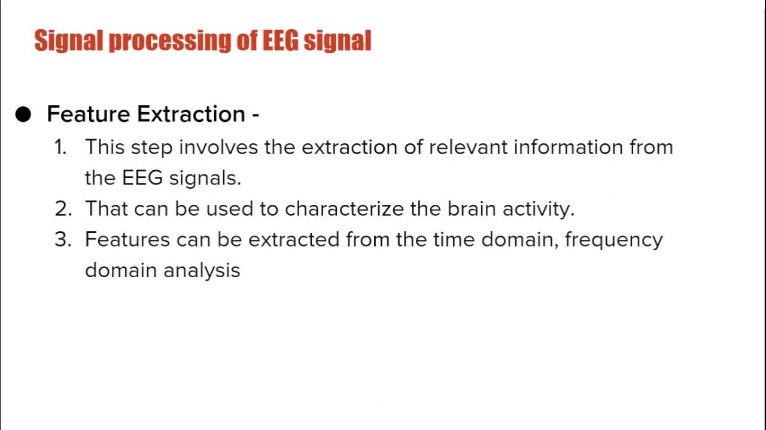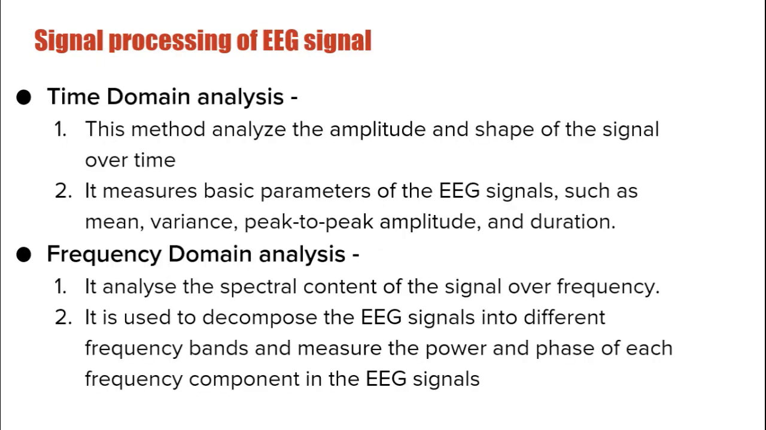Next is feature extraction. Feature extraction means extracting the relevant information from the signal. It can be done by two processes: time domain analysis and frequency domain analysis. In time domain analysis, we analyze the amplitude and the shape of the signal over time, and this measures the mean, variance, peak, amplitude, and duration of the EEG signals.